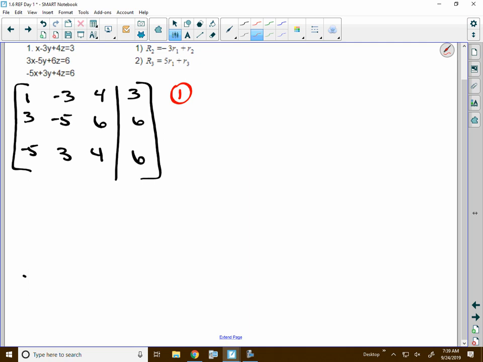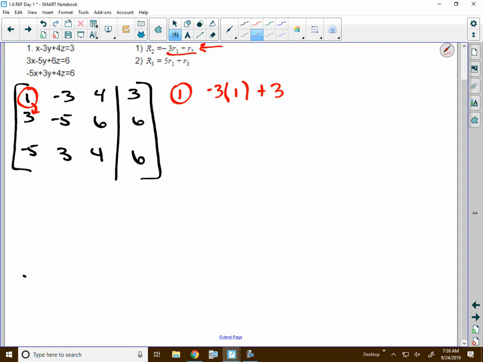Okay, so basically within each question you have 2 operations that you're doing. So the first operation right here, okay, is we're going to take row 2 and we're going to replace row 2 with -3 times row 1 plus row 2. Okay, so you can worry about what you're replacing in a minute. Let's go ahead and focus on this guy right here. Okay, so we're going to do -3 times row 1. So we're doing the first entry in row 1, which is 1. Plus whatever's directly below it in row 2, which is 3.